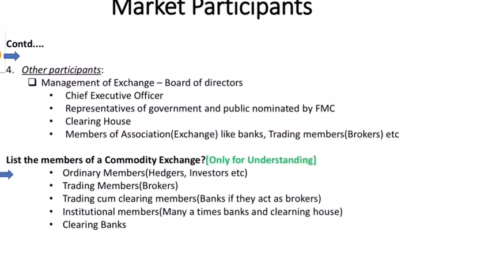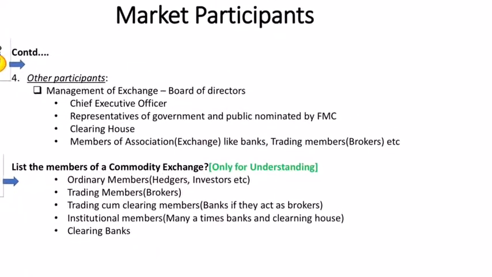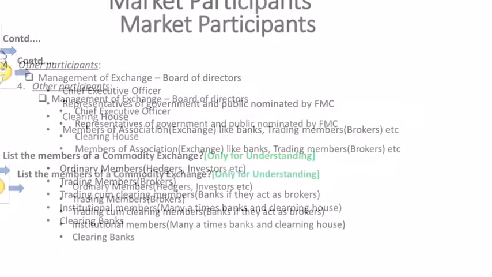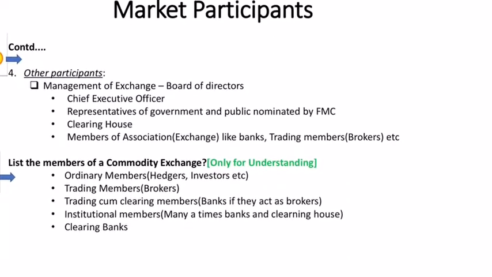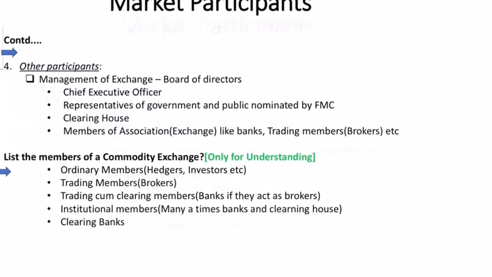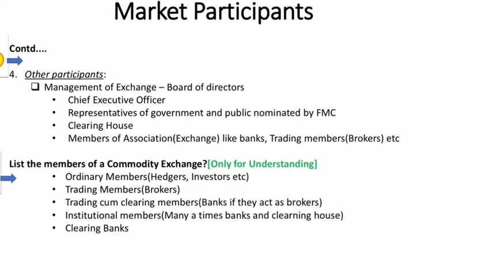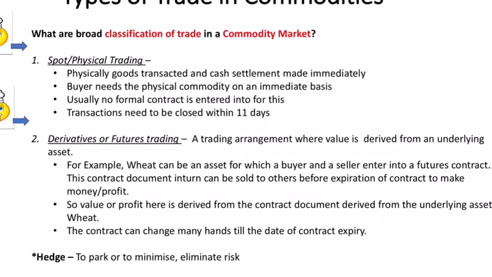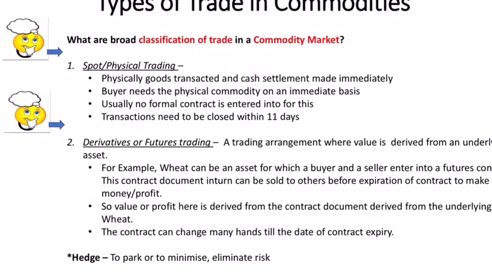Now, having understood the market participants, let us understand the types of trade, broadly the types of trade that take place in a commodity market. I'm not talking about a commodity exchange specifically. This is asked as a question, so I'm talking about what happens in a commodity market. We've already discussed this. One is that there can be physical trading or spot trading for commodities.